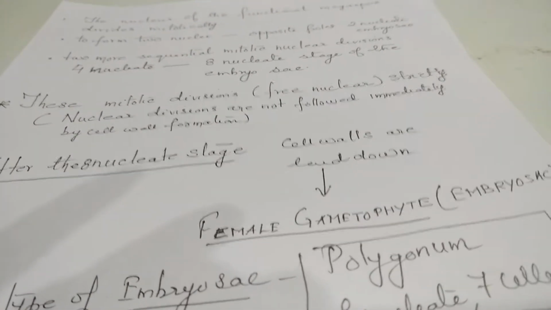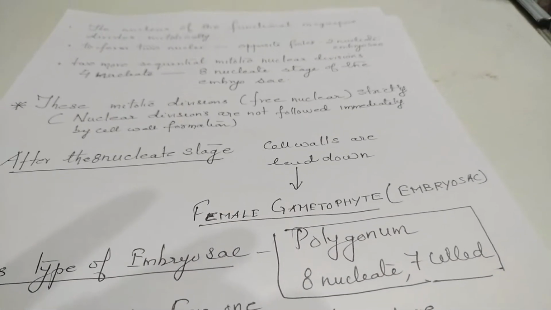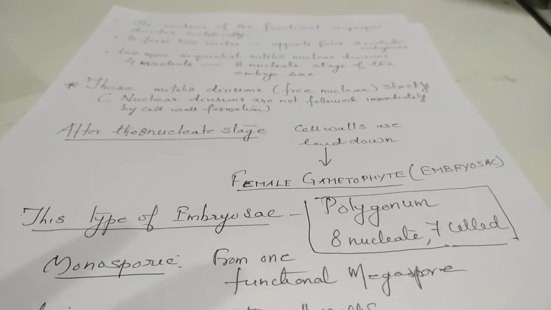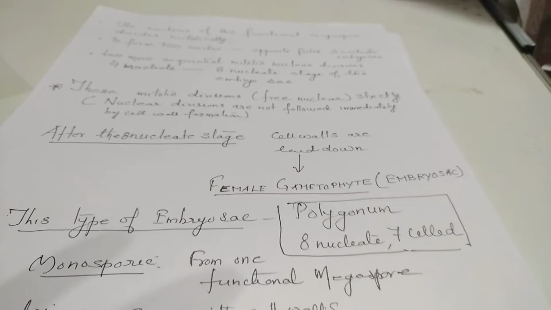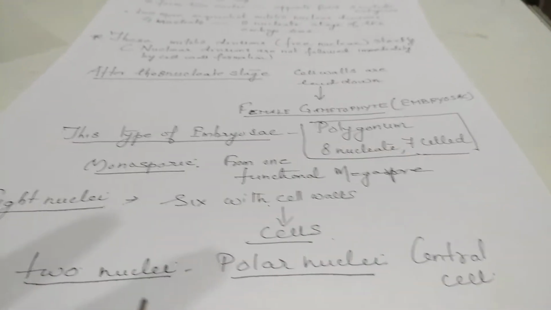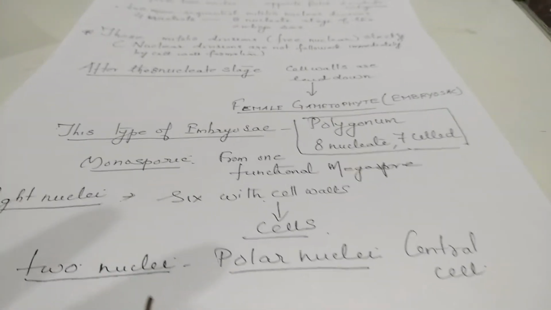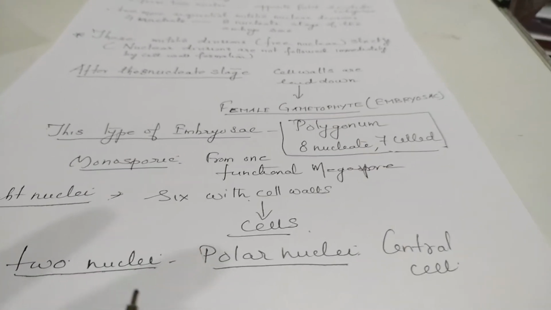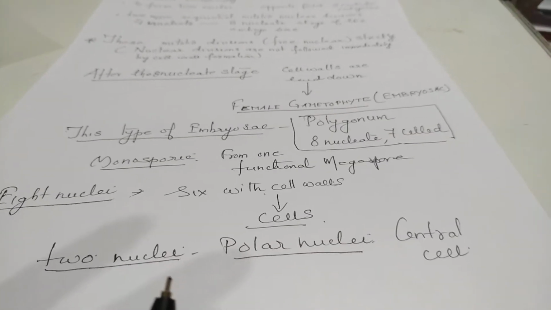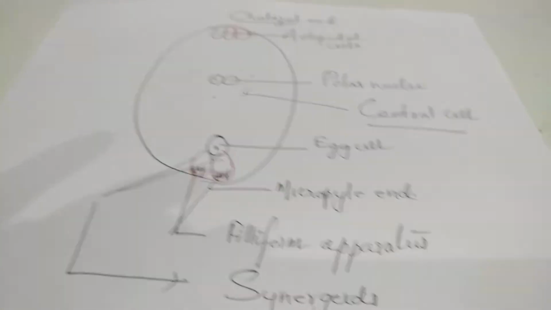After the 8-nucleate stage, cell walls are laid down and they give rise to the female gametophyte, or we call it the embryo sac. This type of embryo sac, the 8-nucleate 7-celled one, we call polygonum, and monosporic because it is formed from one functional megaspore. Now here, out of these 8 nuclei, 6 are with cell walls, and later on they form the 6 cells, and the other 2 nuclei, also known as the polar nuclei, form the central cell.